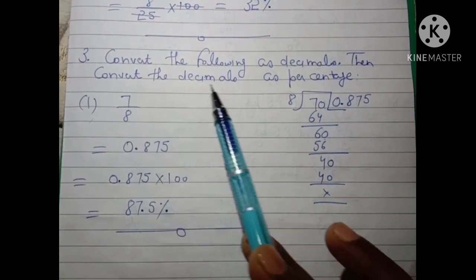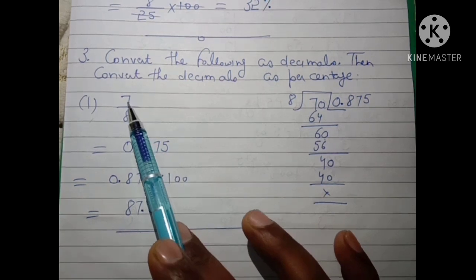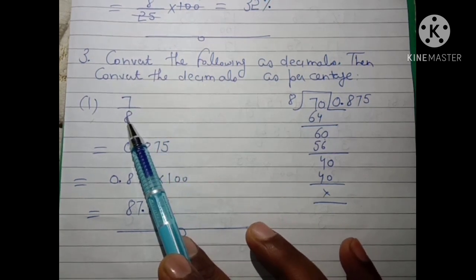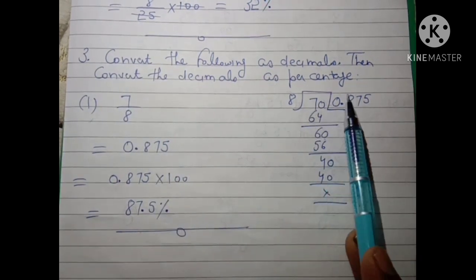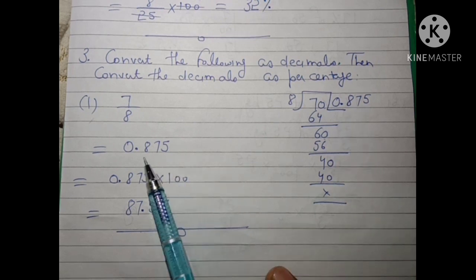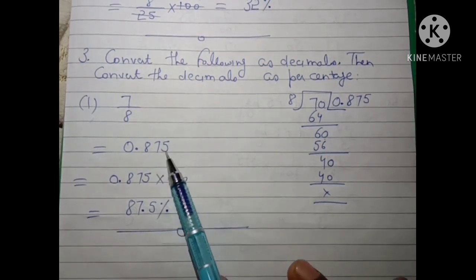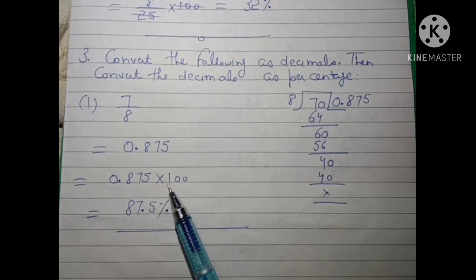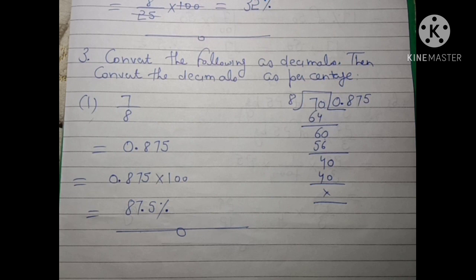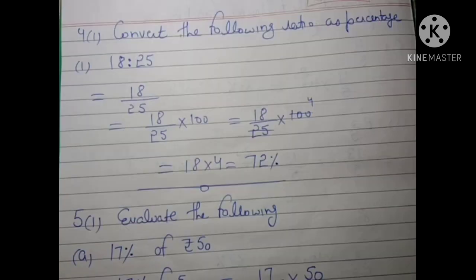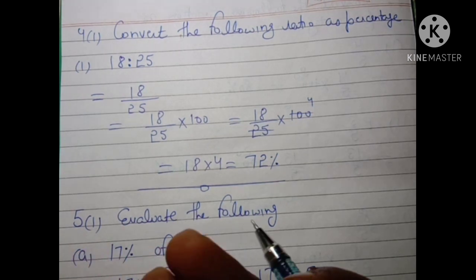So in this way we can convert the fraction into percentage. How? By dividing this 7, the numerator, by the denominator 8, and after division it will become 0.875, and then we can convert this decimal into percentage by multiplying it with 100. So this is the solution. I hope this is clear to you. Okay, now I am leaving the next 2 parts of the third sum. You have to try those 2 parts by yourself.